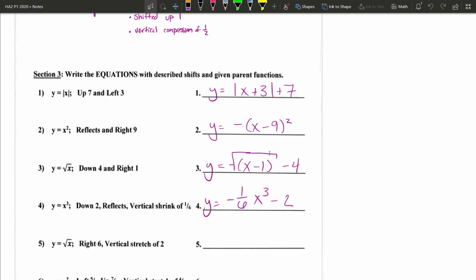All right, number 5. Right 6, vertical stretch of 2. I'm going to start with the vertical stretch out front. Have our square root of x minus 6 for right. And I have no vertical shift, so I think that's it.